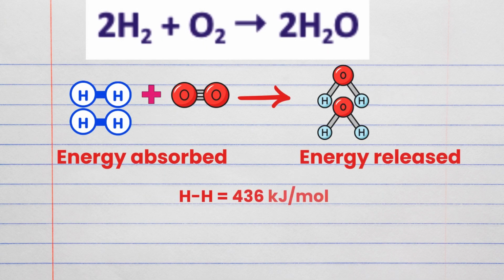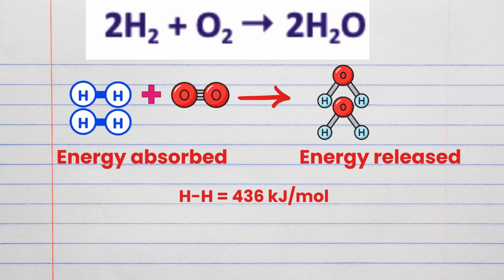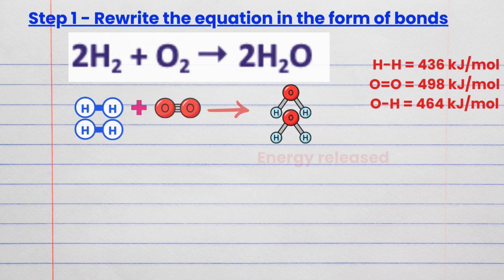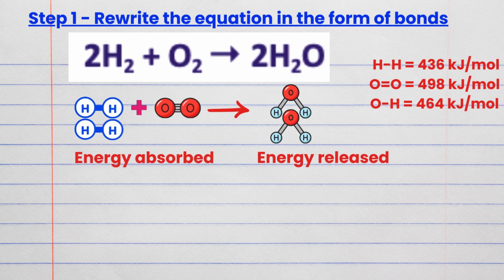The hydrogen single bond hydrogen has a bond energy of 436 kilojoules per mole. Oxygen double bond oxygen is 498 kilojoules per mole, and oxygen hydrogen single bond is 464 kilojoules per mole. So step 1 in the bond energy calculation is to rewrite the given equation in the form of bonds.